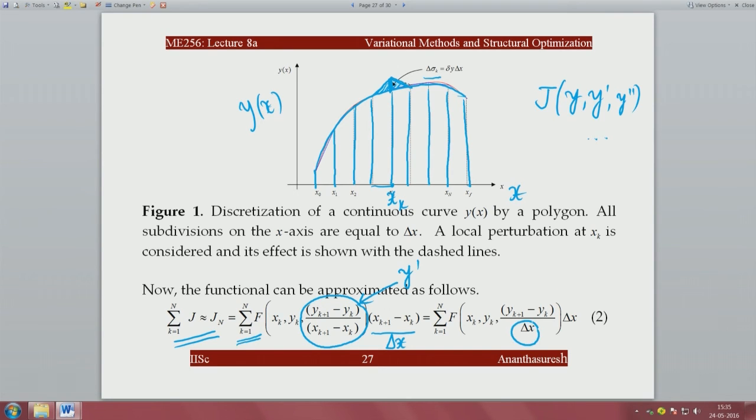Instead of taking different intervals x_{k+1}, x_{k-1} and so forth, if I make all these intervals equal, called Δx, I can write it like this, with equal intervals and no loss of generality here. Okay.